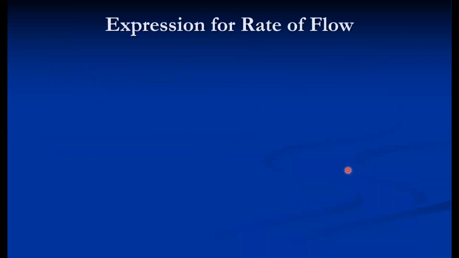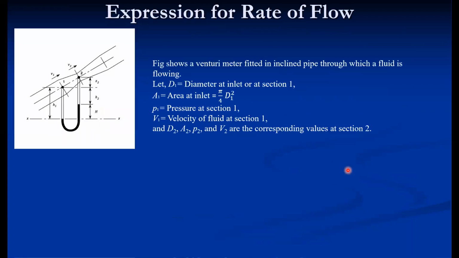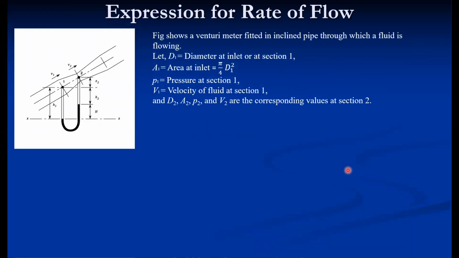Now, we will quickly go through the expression of discharge. This is covered in the theory part, but we'll quickly go through the derivation. The figure shows the venturimeter fitted in an inclined pipe through which the fluid is flowing. D1 is the diameter at the inlet, section 1. The corresponding area is A1, pressure at point 1 is P1, and the velocity at 1 is V1. D2, A2, P2 and V2 are the corresponding values at section 2.